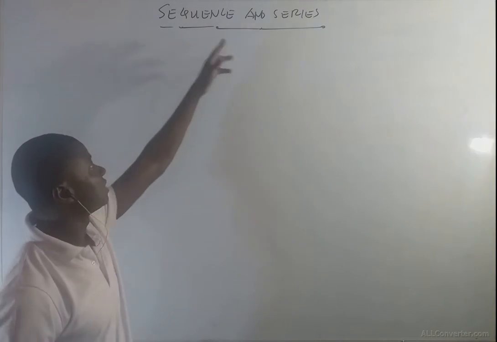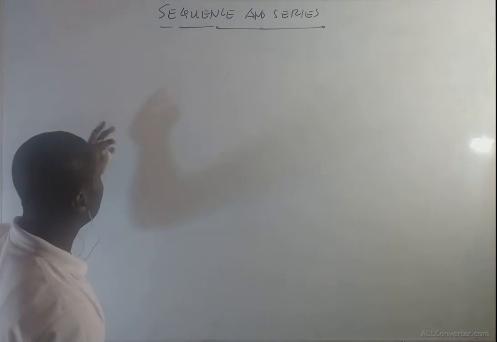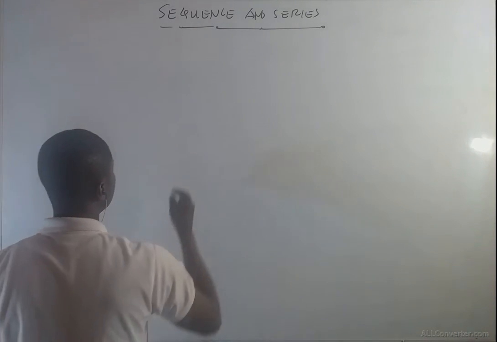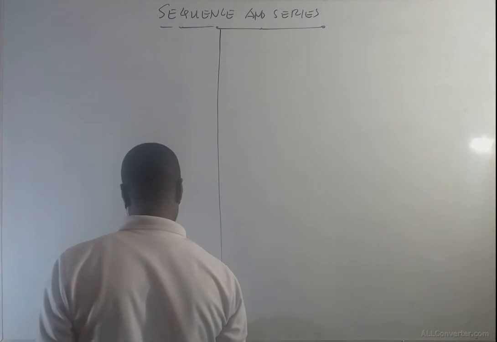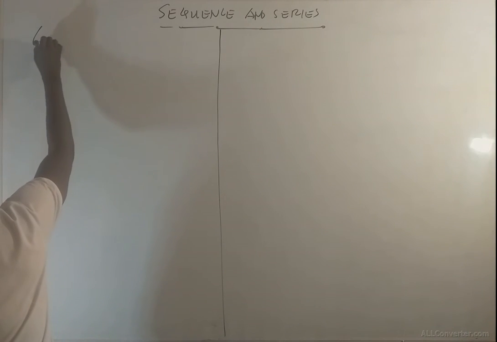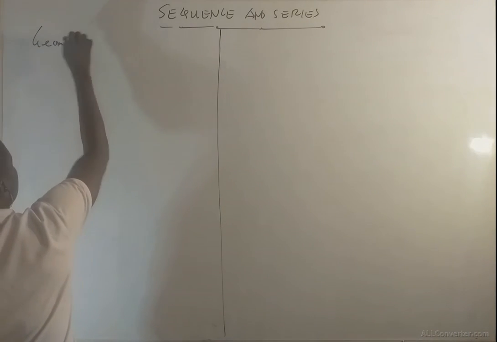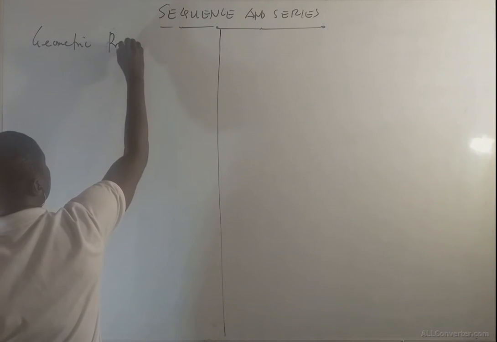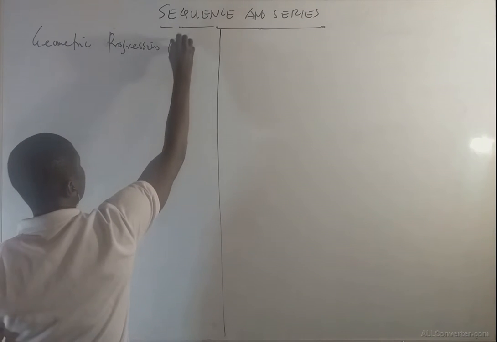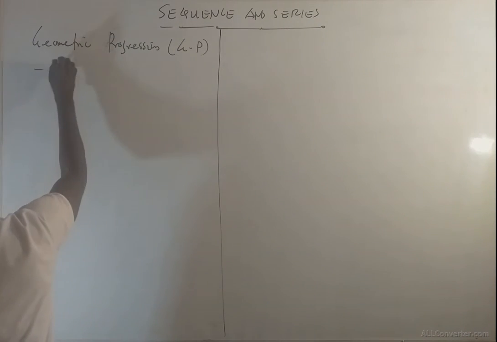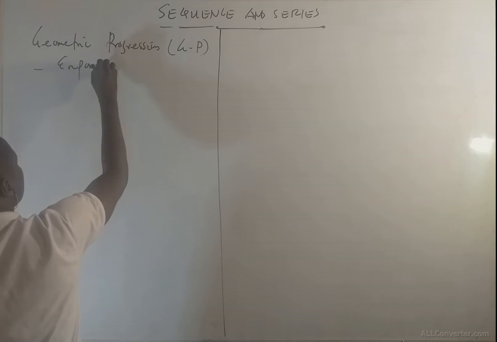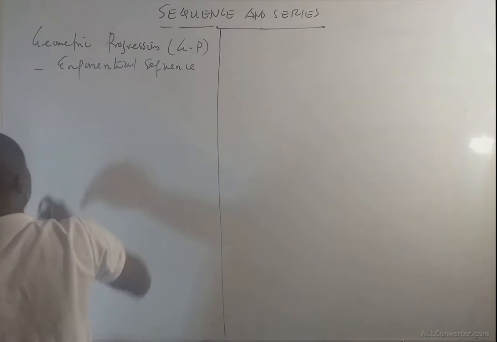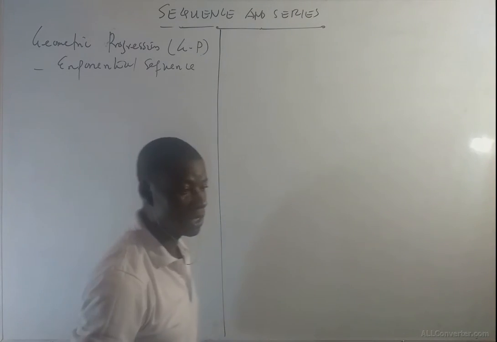Today we are going to look at the continuation of sequence and series. But on this particular episode, we'll be looking at geometric progression, the second type of sequence. We call this the GP or the exponential sequence. Now, we are done with the linear sequence or the arithmetic progression.